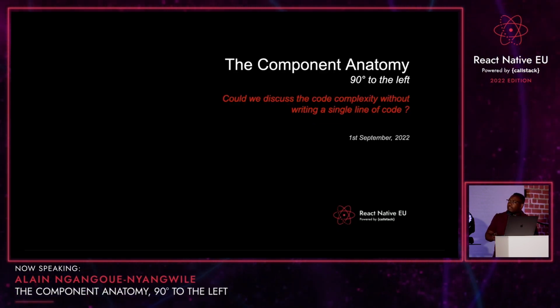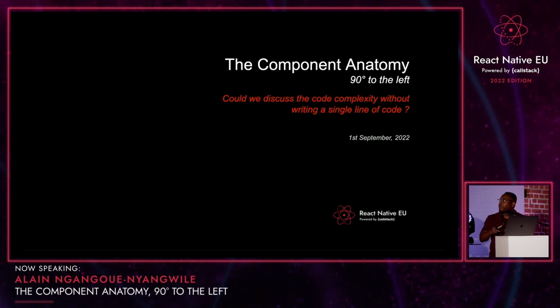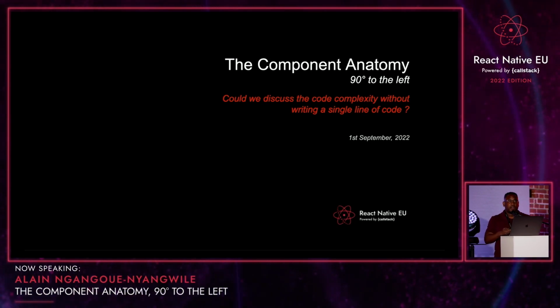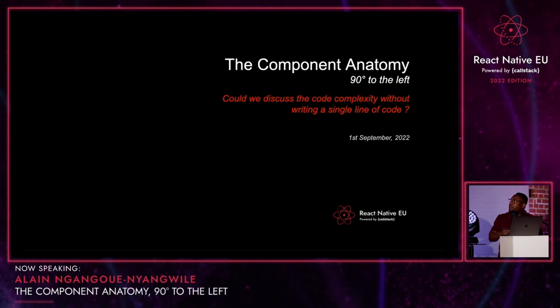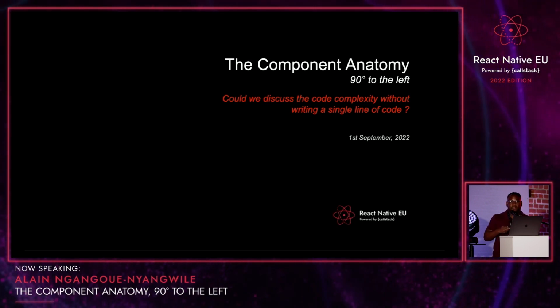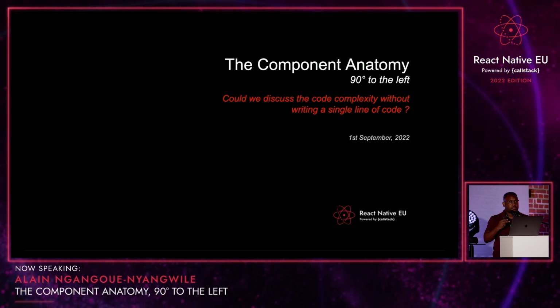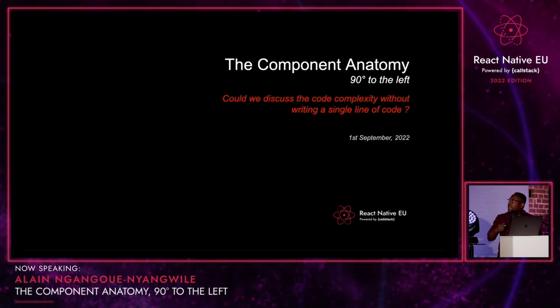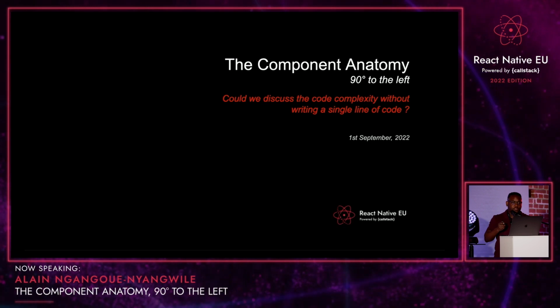So, as I say, we're going to talk about the component anatomy, which is an empirical and descriptive approach of the architecture I've been working on for many months. It's highly inspired from the layered architecture, the clean architecture, and the atomic design, and firstly made for junior developers.